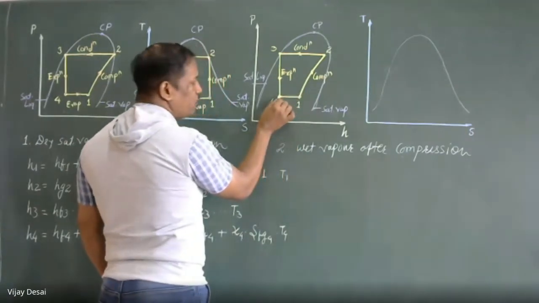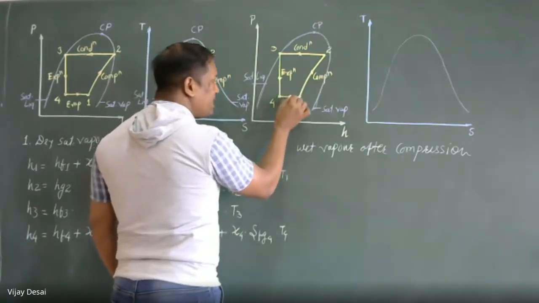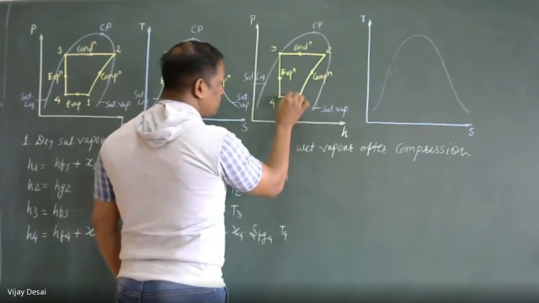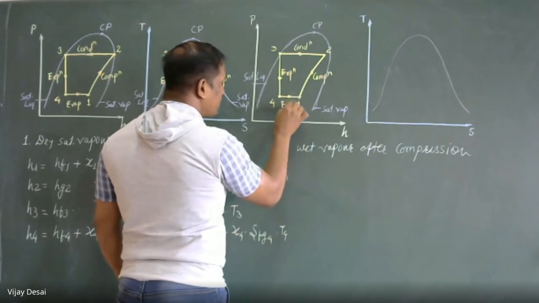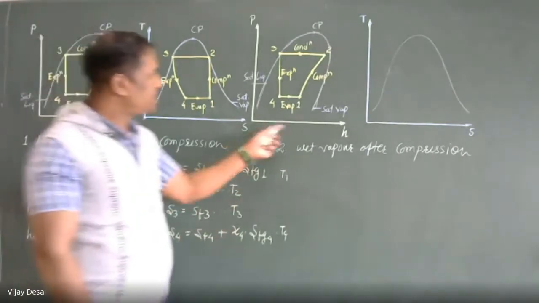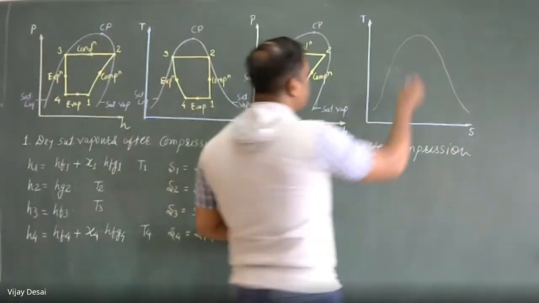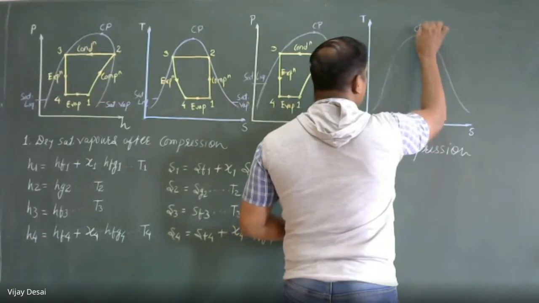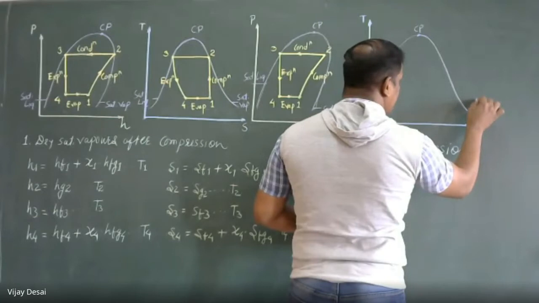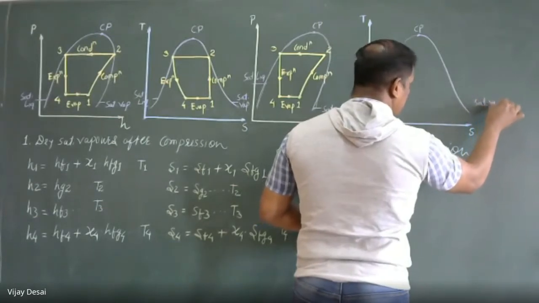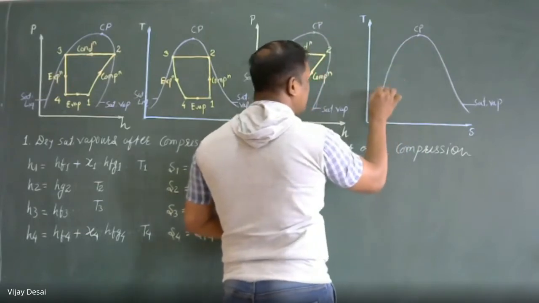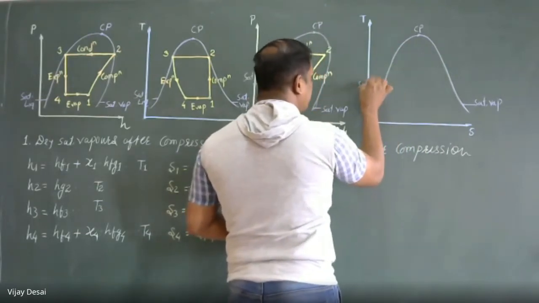So the dryness fraction at 4 is less, and on absorbing heat, its dryness fraction becomes more, and it reaches the condition 1. So this is evaporation. And the same cycle on the TS diagram. On the TS diagram there is also one critical point. On the right hand side it is the dry saturated vapor line, and on the left hand side it is the saturated liquid line.